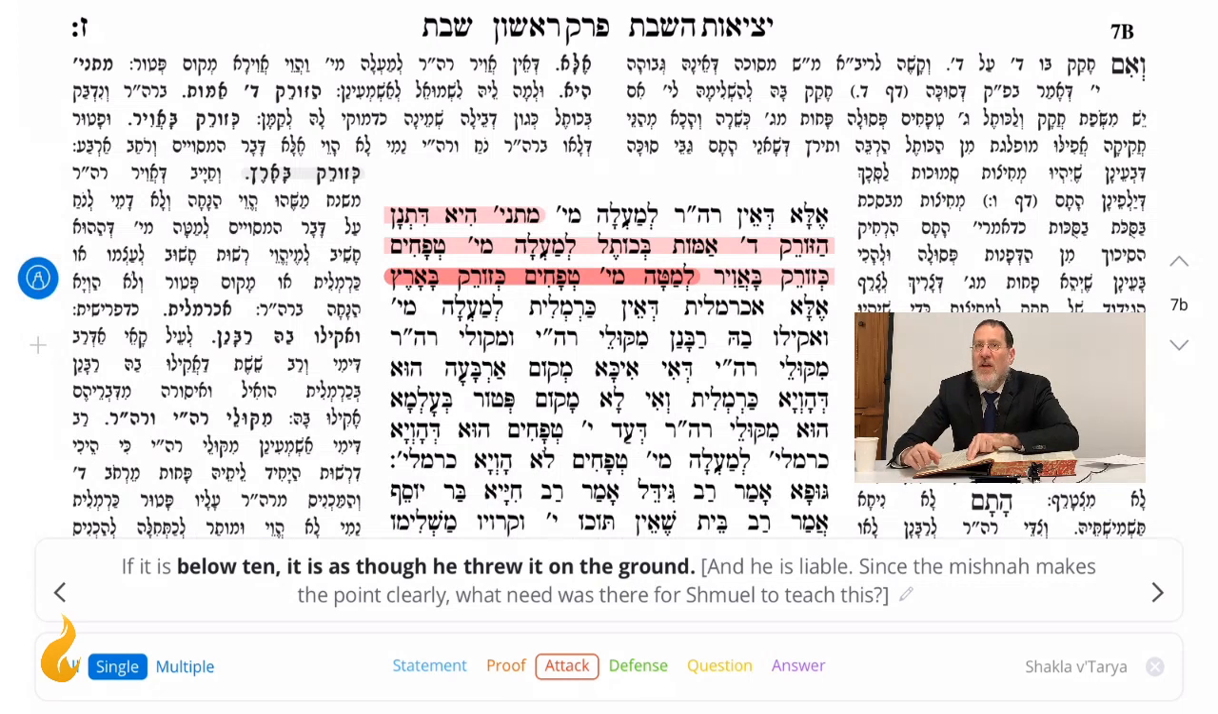Now, what do we see from over here? We see from over here that l'mayla miyud tfachim is not a Reshus HaRabim. So who needed Shmuel to tell a din to Rav Yehuda that's clearly in the Mishnah? I want to take a moment and go back for a moment.